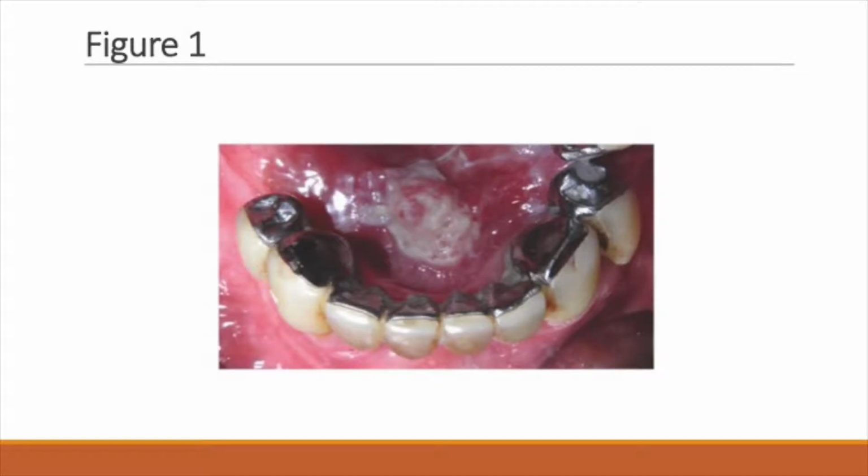Our report begins with a 67-year-old female presenting to the University Hospital with leukoplakia at the retroincisal area of the floor of the mouth, as shown in Figure 1. A biopsy confirmed squamous cell carcinoma. Existing dentition was in poor condition with no posterior occlusion, as shown in Figure 2.